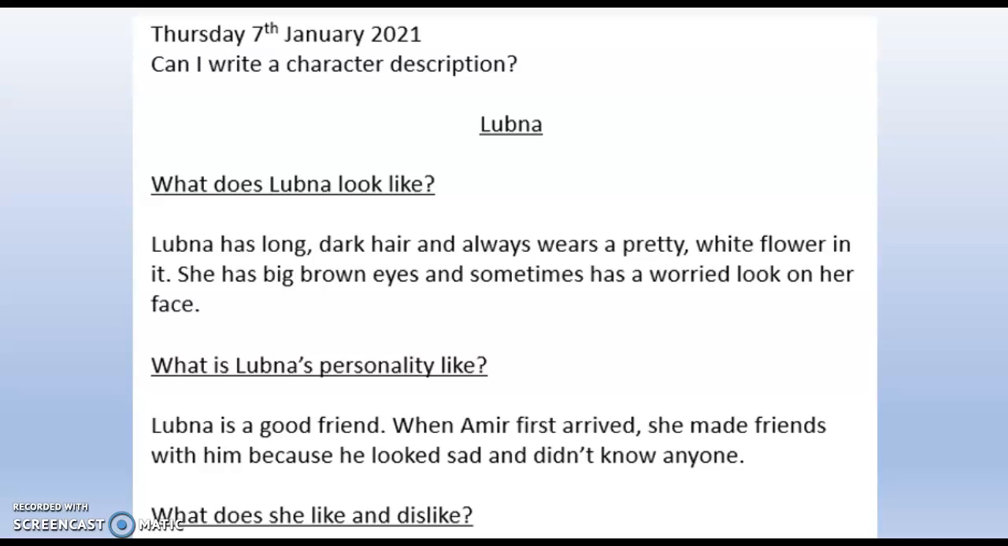And I would love to see your character description. So don't forget, you can send your work to me. Okay. Oh, and also don't forget to make sure that your handwriting is beautiful as well. So practice that handwriting. We've started to do joined writing, so try to practice them with those joins. Okay, good luck with your character description.